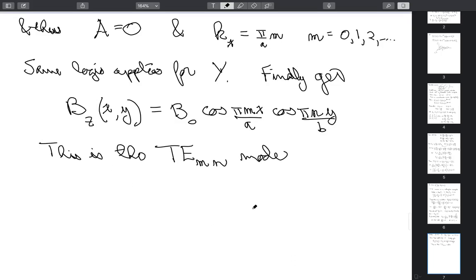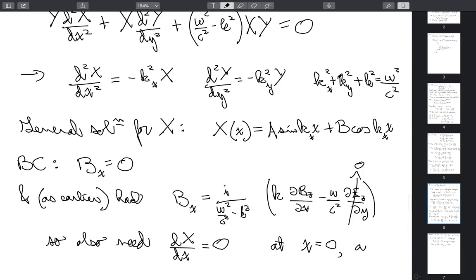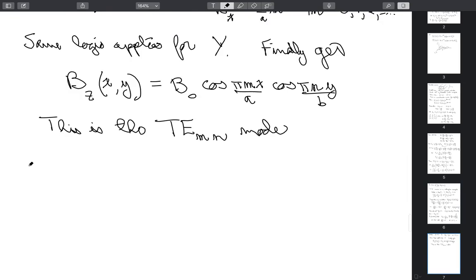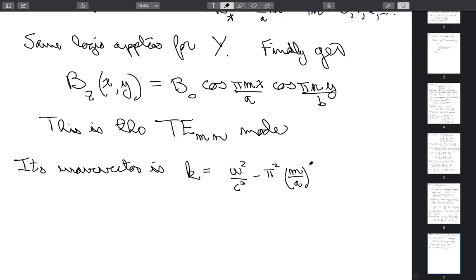So if you just look again at the constraint that we had on the wave vectors here, I can just re-isolate this wave vector. So wave vector k is just the square root of the difference between omega squared over c squared minus kx squared plus ky squared, but then we can just write this straight out. So there's a pi squared with m over a squared plus n over b squared. Okay, all of this multiplying pi squared, and all of this inside a square root.